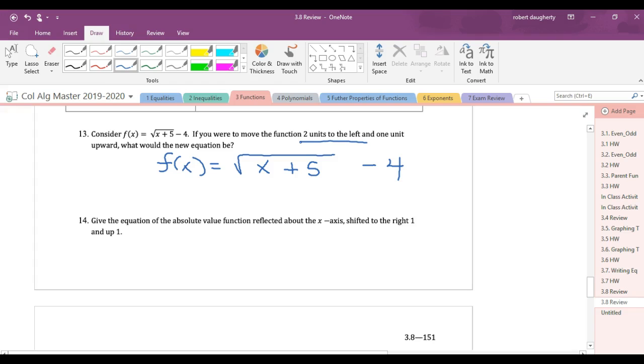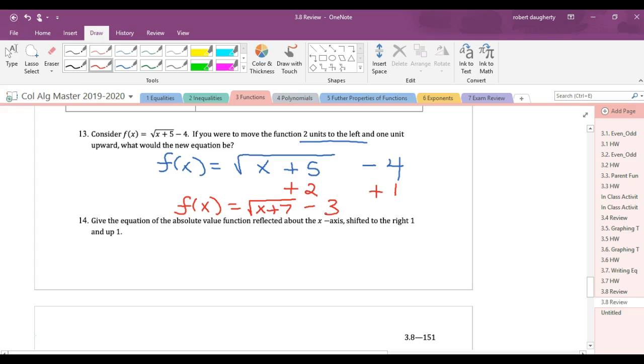Okay, to move something to the left, remember, I'm going to be adding 2, and I'm going to move it up 1. So I'm going to add 1. So the new function would be f of x equal the square root of x plus 7 minus 3.